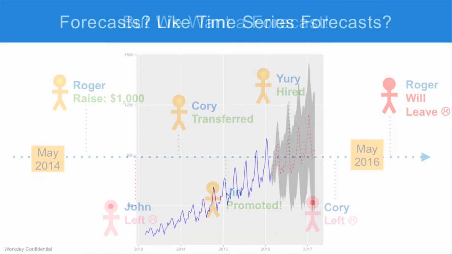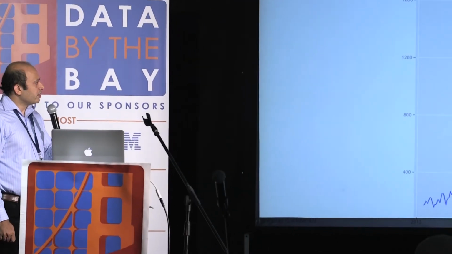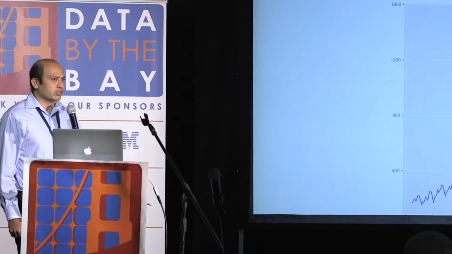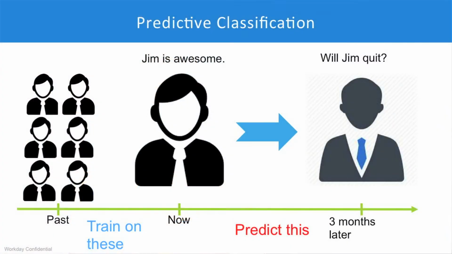All right, so this is a forecast, like a time series forecast. You can look at this time series of data. The blue data is historical data, the red dashed line is our prediction, and the gray fuzz is the confidence interval around that prediction. So what we want is really a forecast. Now, let's go through a simulated timeline to frame the problem that we want to solve.